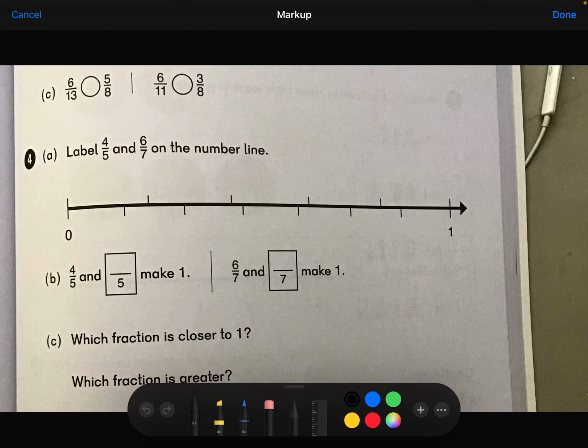All right, let's go ahead and take a peek at this page from the workbook. This is from the 4th grade book. It is exercise 2 from chapter 6. Let's see what we have here. The top two problems, you are comparing 6/13 and 5/8, and you're comparing 6/11 and 3/8.